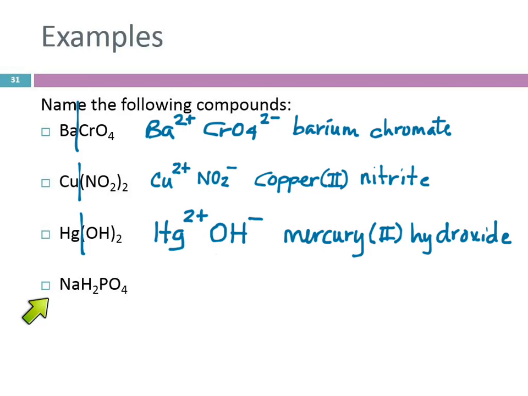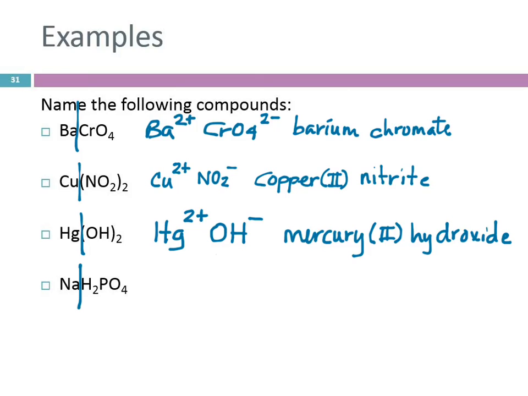Okay, let's look at this guy. NaH2PO4. That's a lot of letters and numbers. The first element is a metal. That's going to be an ion all by itself. We're not dealing with polyatomic metal cations in this class. Do they exist? Yeah, but we're not going to learn about them, so we don't have to worry about it.